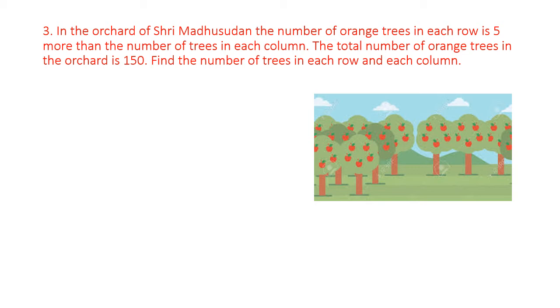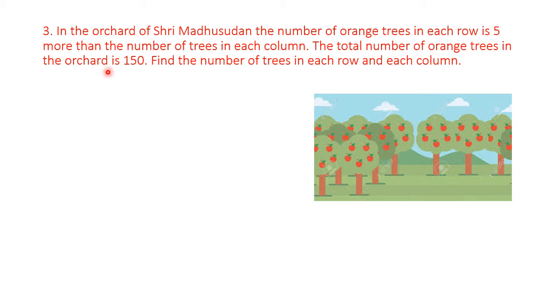In the orchard of Sri Madhusudan, the number of orange trees in each row is 5 more than the number of trees in each column. The number of orange trees in the orchard is 150. Find the number of trees in each row and each column.